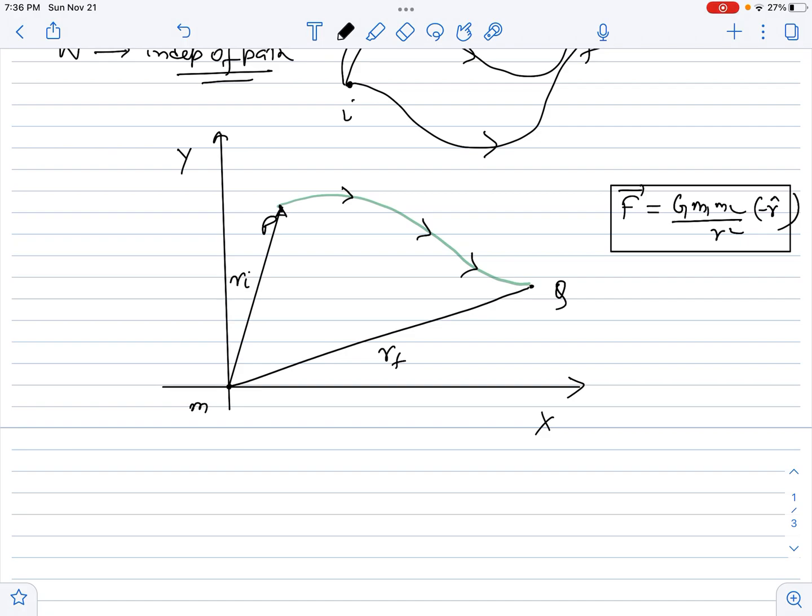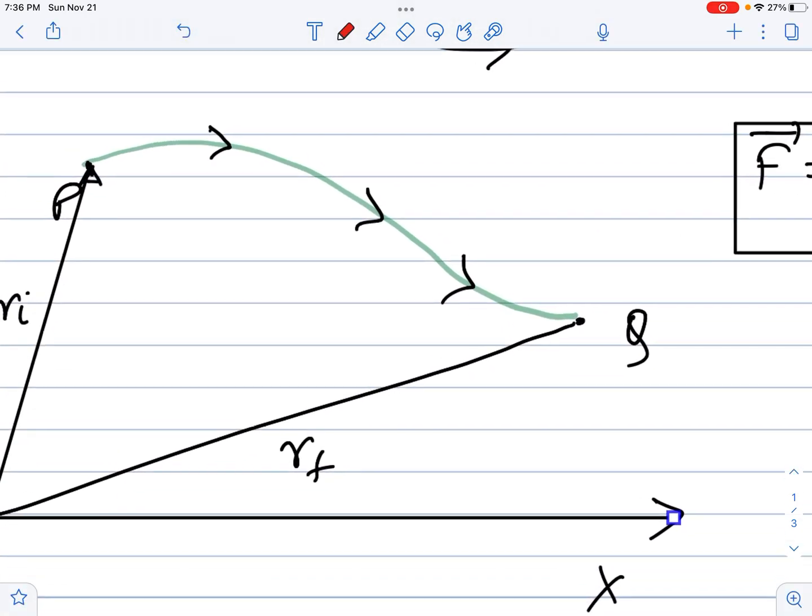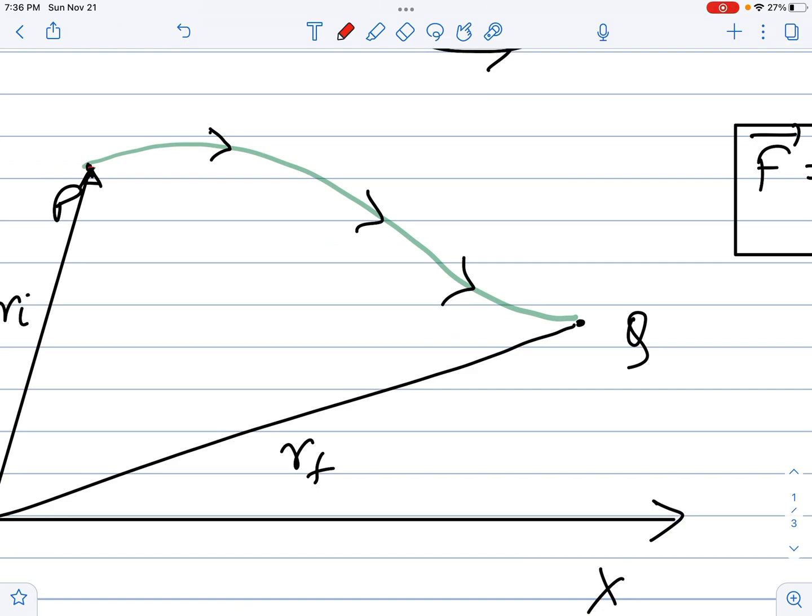Now, if you want to move from P to Q, you can divide the whole journey from P to Q into very small little parts. You can move along the tangent, then along the radius, then along the tangent, along the radius. Bit by bit, you can move along tangent, along radius, like this. You can divide the whole journey like this. Basically, this is the displacement vector. You can divide it into tangential and radial parts.